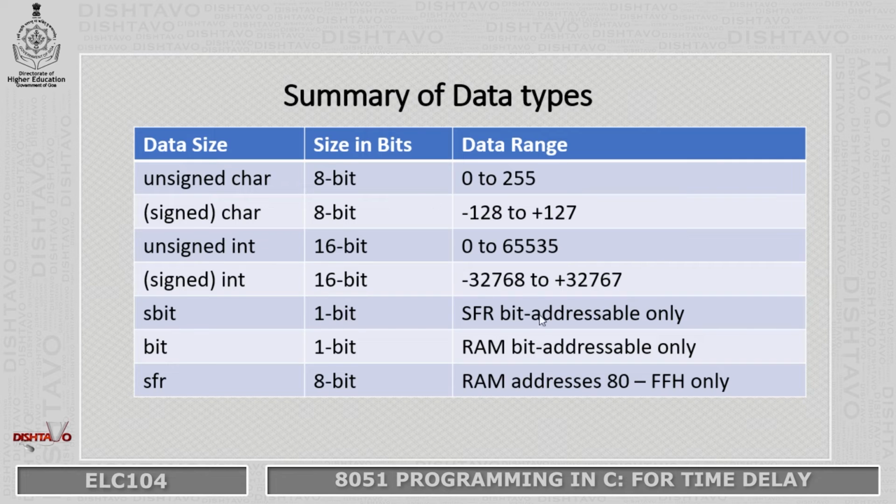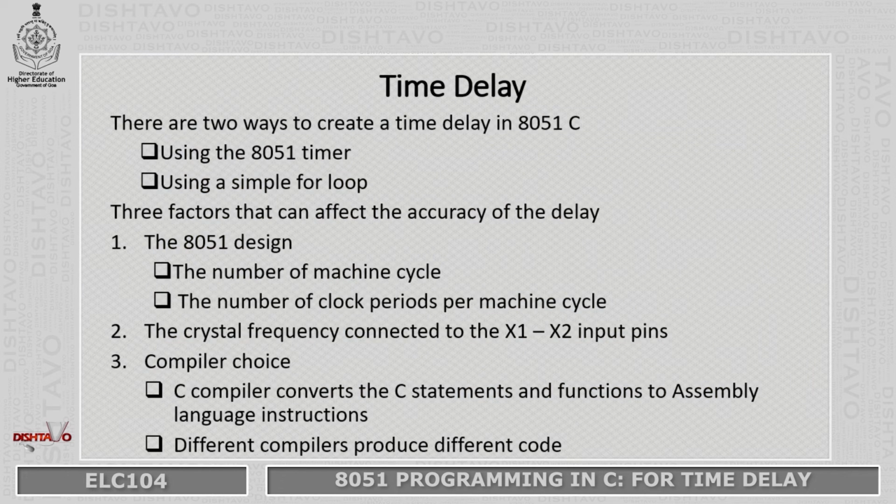Sbit is a single bit, bit addressable only. If you want to store information in the form of a bit, the command is bit, and this is for ports and RAM, bit addressable only. And if you want to use RAM addresses from 80 to FF, you have to use SFR, which is 8-bit. So now the next part is how to use C for a time delay.